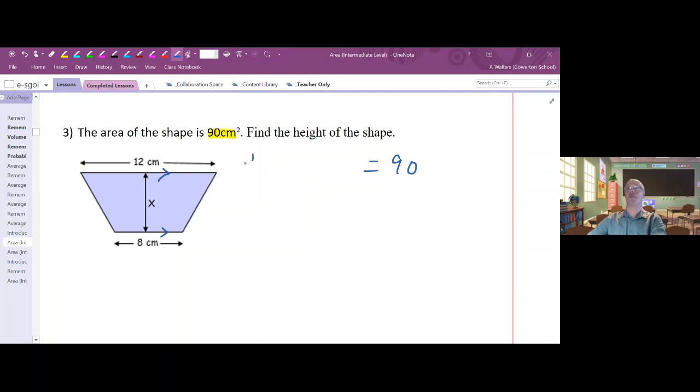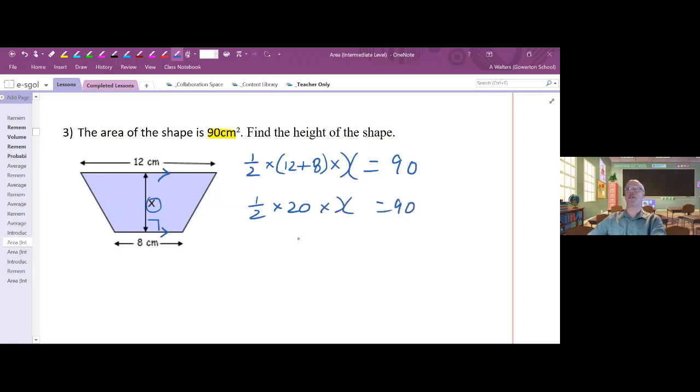So a half times the parallel sides, the 12 and the 8, or the other way around. So we add them, the sum of the parallel sides, times the perpendicular height. Now, the perpendicular height is there, and I'm going to put a big X like that. Okay, now I'm going to work with BIDMAS again. The bracket comes to 20, so it's a half times 20 times X equals 90.